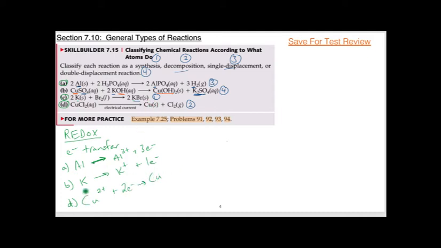Now again, in each one of these, I just picked out one element to talk about, and it just happened to be the loss of electrons here and the gain of electrons here. But just to wrap this up, there is an electron transfer taking place.